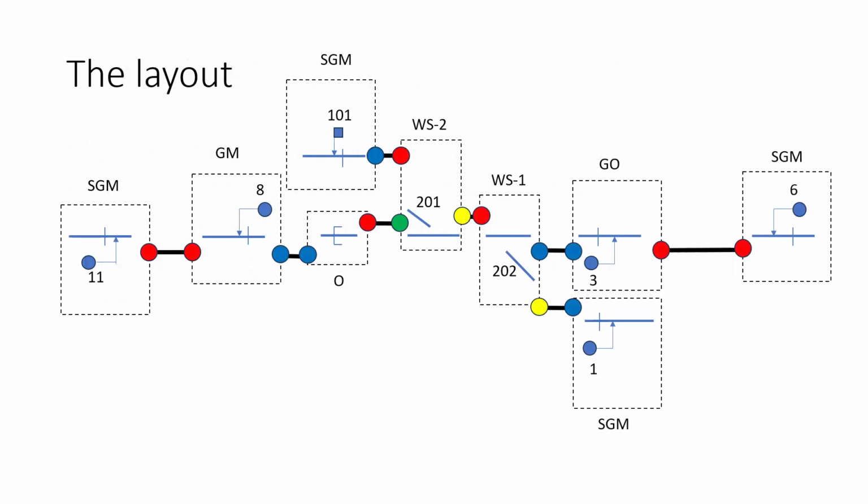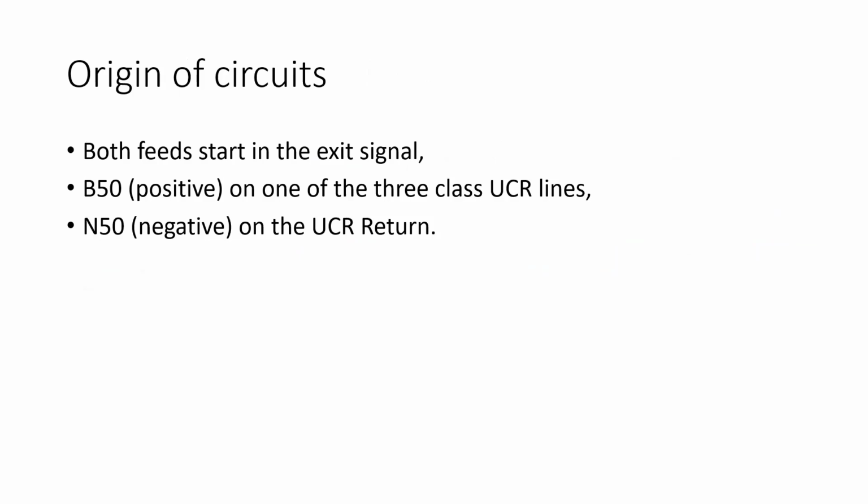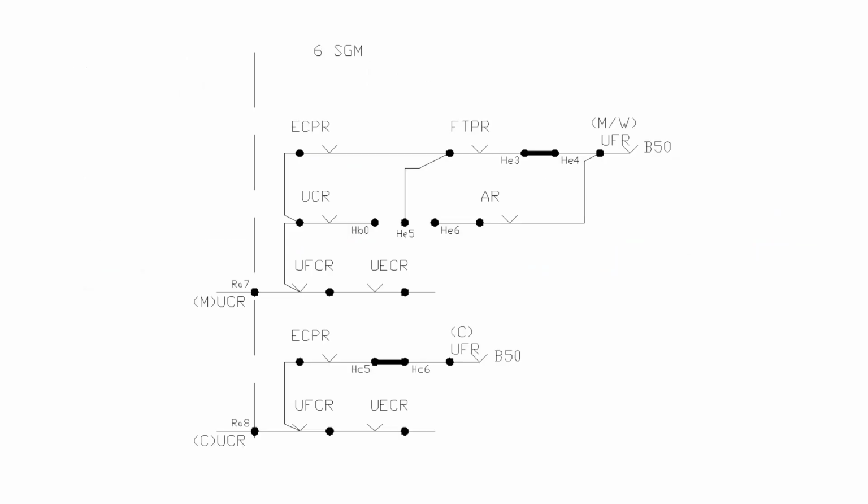So if you remember, we have our layout and we are considering a route being set from 8 on the middle left to 6 on the far right, and that passes through the two turnouts. Both of our circuits that we're going to be looking at start at the exit signal. The B50 or positive feed goes out on one of the three class UCR lines, and the N50 or negative goes out on the UCR return, and it works from the exit signal back to the entrance.